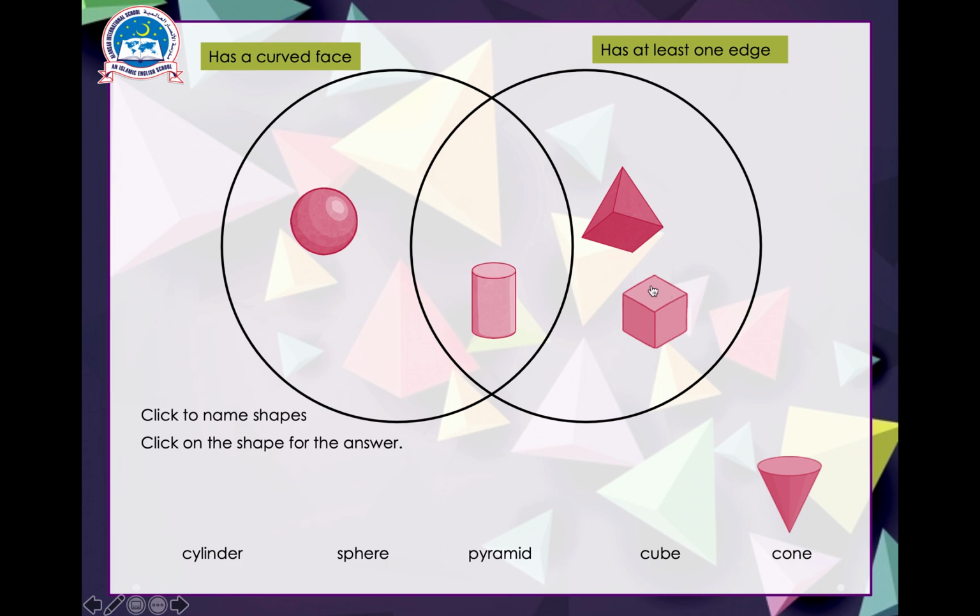It has so many edges, 12 to be exact. So we're going to put it in this part of the circle where it only has at least one edge. Now let's look at the cone. Does it have a curved surface? Yes, it does. But does it have at least one edge? Yes, it does. So our cone goes into the middle part of our circle.